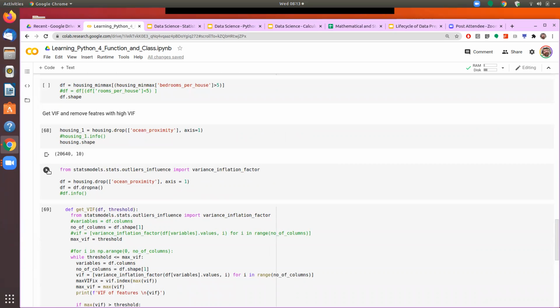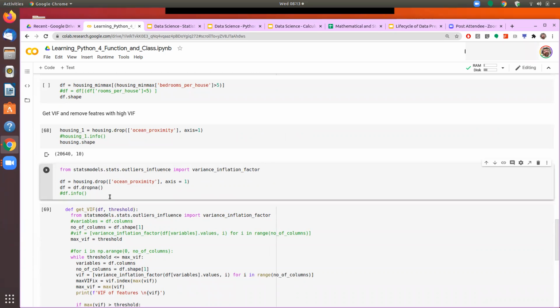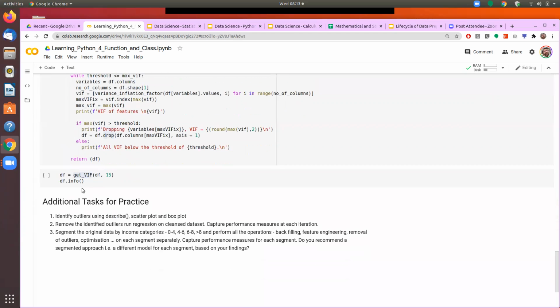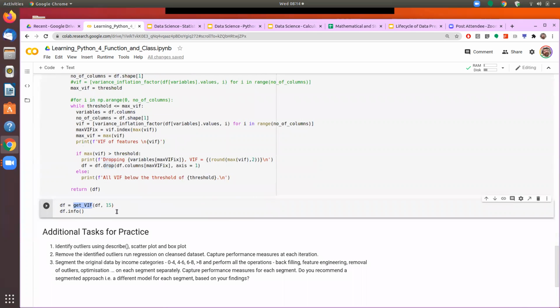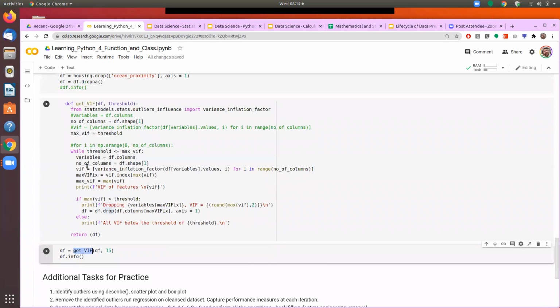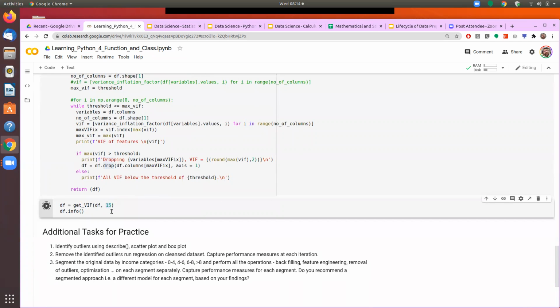Let me create the DF data frame also. We have created the housing one data frame. This DF data frame is a copy of the housing data, but without the ocean proximity field. Ocean proximity has been dropped because this analysis we cannot do on a string field. We need a numeric field, so we have dropped that. So we are calling this method. We are passing the DF data frame, and we are passing the threshold as 15. It means that wherever the VIF score is more than 15, we'll drop it. So let's do it.